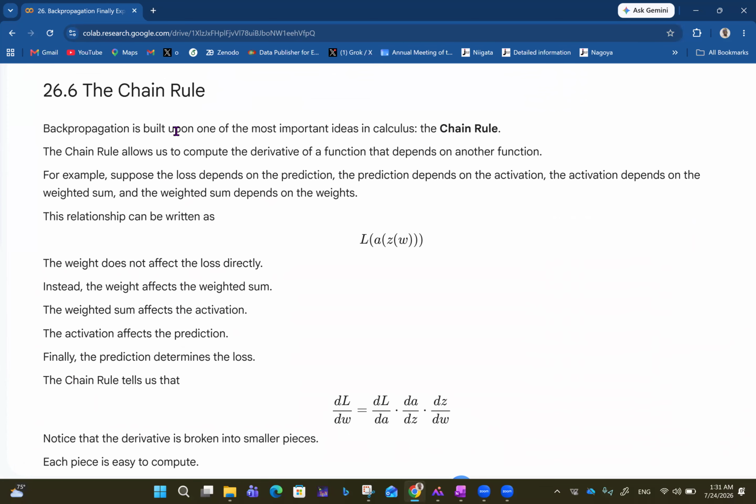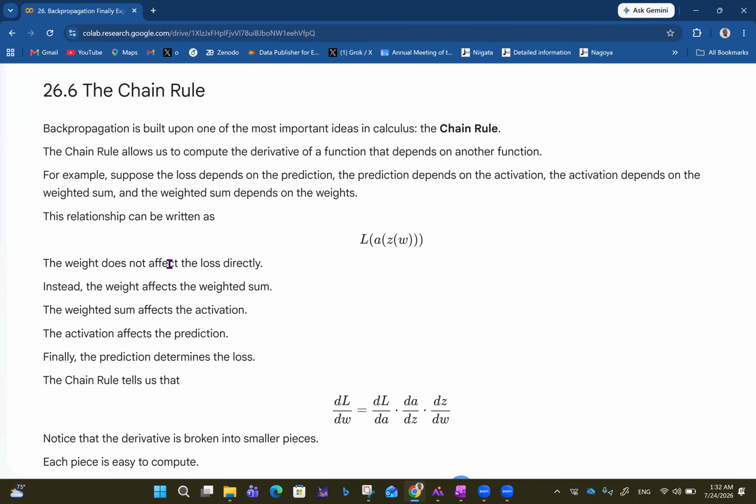Backpropagation is built upon one of the most important ideas in calculus, the chain rule. The chain rule allows us to compute the derivative of a function that depends on another function, so a function of a function. For example, suppose the loss depends on the prediction, and the prediction depends on the activation, and the activation depends on the weighted sum, and the weighted sum depends on the weights. This relationship can be written as L of A of Z, and Z of W.